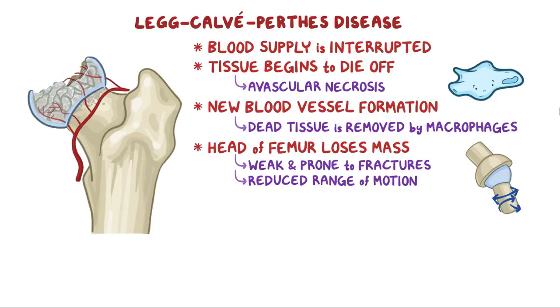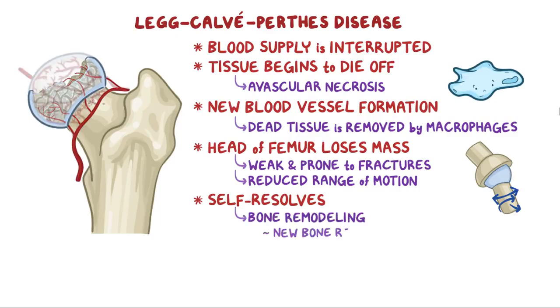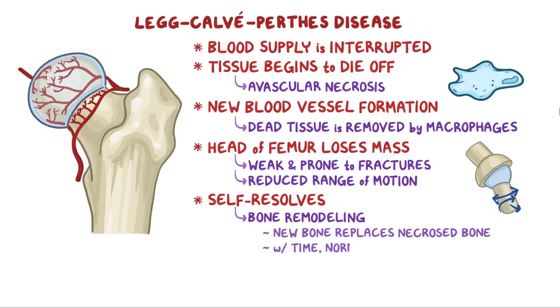Now, over time, Legg-Calvé-Perthes disease typically self-resolves, and the bone is able to heal. Once again, it's not exactly known why or how this happens. When bone remodeling occurs, new bone replaces the necrosed bone, and the spherical shape of the head of the femur gets restored and properly fits in the acetabulum again. With time, there's normal functioning of the joint once more.